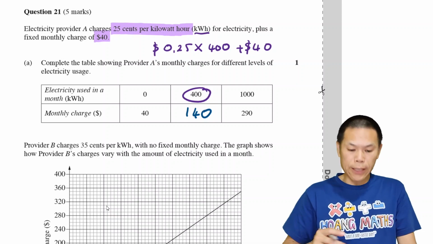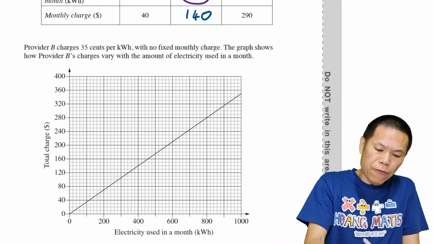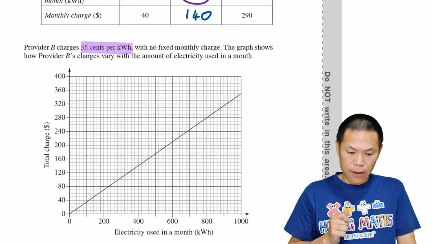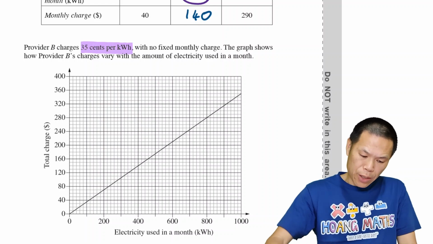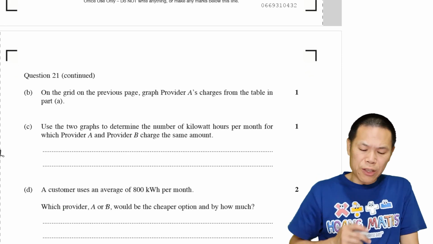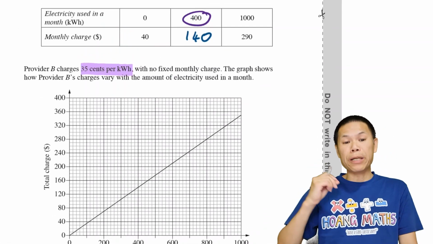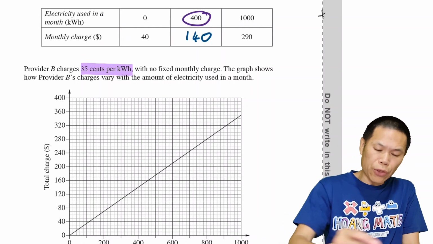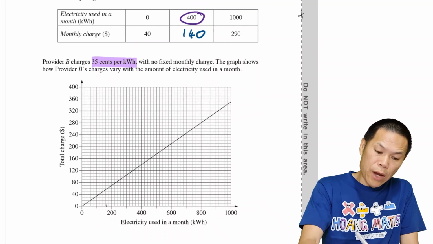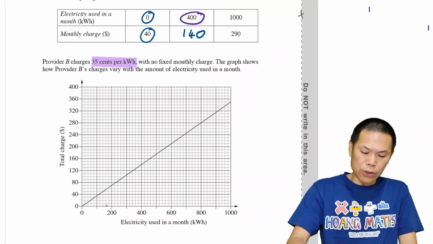$140. So that's it. Part B, it actually charges 35 cents per kilowatt hour, and there is no monthly fee. Okay, so keep that in mind. The question is on the grid provided on the previous page. So this page here, and we need to graph for company A. We just plot this point in for company A. That is when we have 0 kilowatt hours, so we have to pay $40.